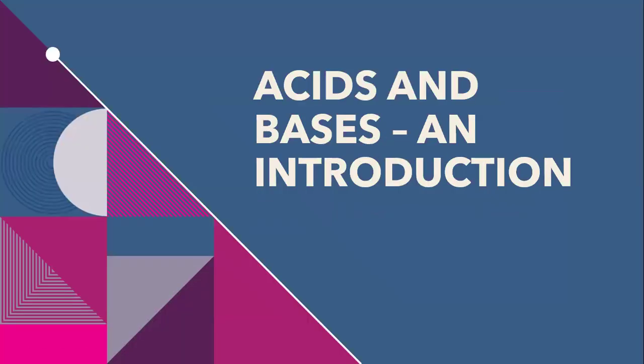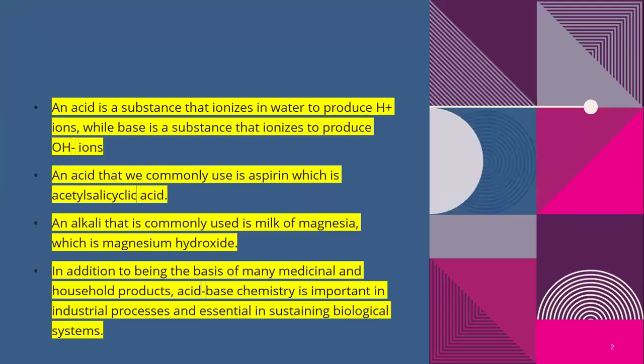So, today we are going to discuss acids and bases, a brief introduction. An acid is a substance that ionizes in water to produce H plus ions, while a base is a substance that ionizes to produce OH minus ions.